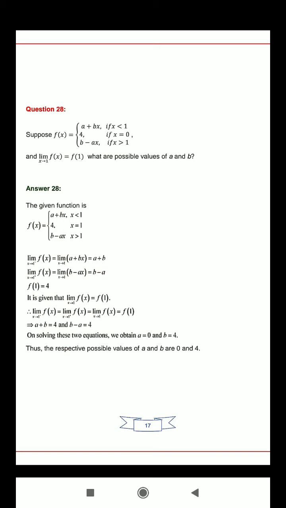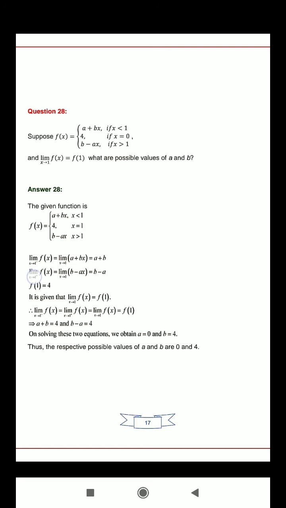So the left hand limit we will calculate, limit x tends to 1 minus. For 1 minus, which function will we use? This will be the function, so I have replaced it as a plus bx. Put x equal to 1, it will be a plus b. Limit x tends to 1 plus: 1 plus means right hand limit, as we are calculating at 1. So for 1 plus, we will use this as the function b minus ax.